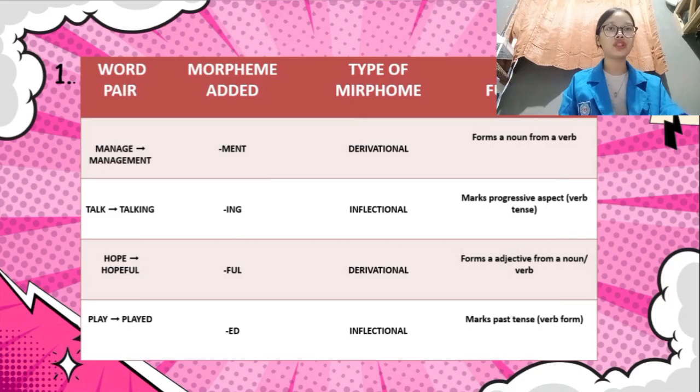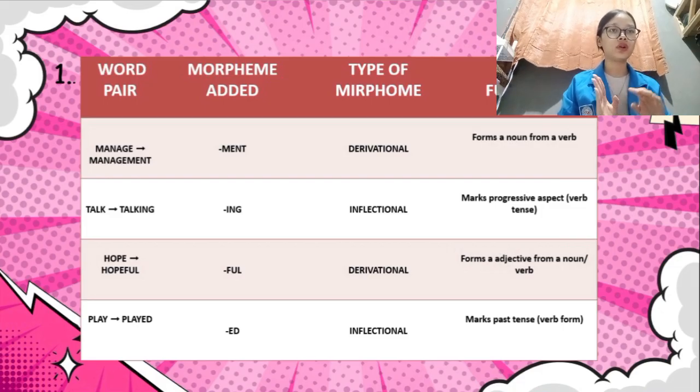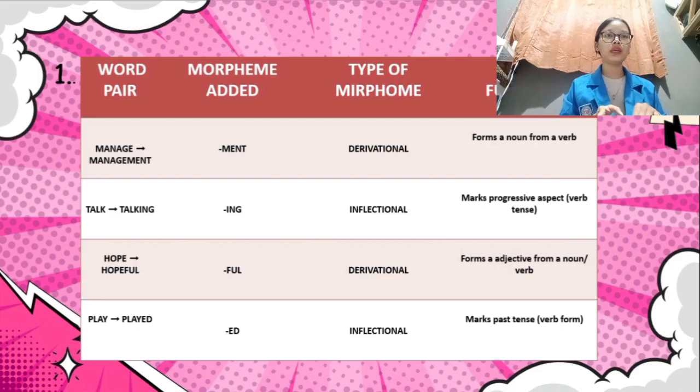So in here we have a table again. The word pairs: manage becomes management. Then talk becomes talking, where the morpheme is "-ing." Then hope becomes hopeful, where the morpheme is "-ful." And play becomes played, where the morpheme is "-ed."